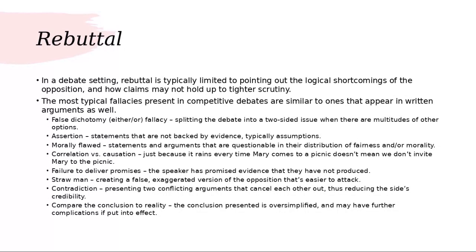False dichotomy, which is the either-or fallacy, splitting into a two-sided issue. Assertion, statements that are not backed by evidence are typically assumptions. Okay? Morally flawed, statements and arguments that are questionable in their distribution of fairness and or morality. That's something that feels inherently wrong on a moral level. Correlation versus causation. Just because it rains every time Mary comes to a picnic doesn't mean we don't invite Mary to the picnic. Okay? Failure to deliver promises. Speakers promised evidence they've not produced. Okay? Straw man, you're creating a false, exaggerated version of the opposition that's easier to attack. Contradiction, presenting two conflicting arguments that cancel each other out, thus reducing the side's credibility.